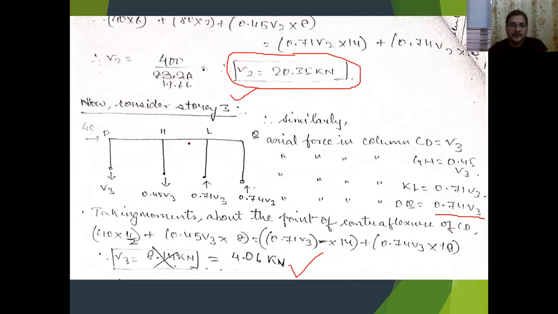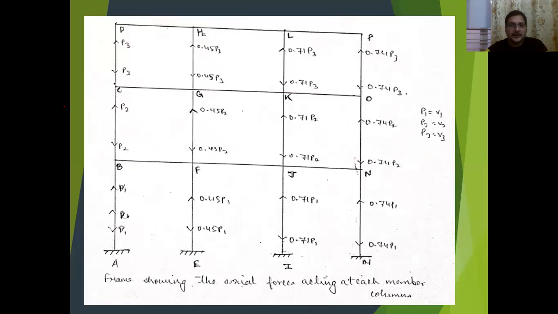So we have got V1, V2, V3. This is how we represent the proportional forces coming in on all the floors. For floor 1, we have taken V1 as the standard reference axial force. For story 2, we have taken V2, and for story 3, it's V3.